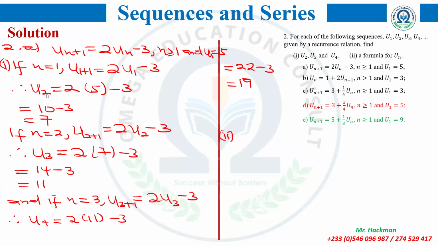Karen, are you with me? Yes, please. Then 2 u sub 1. The question gave you u sub 1 to be equal to 5, so you just substitute that one here. That's all.